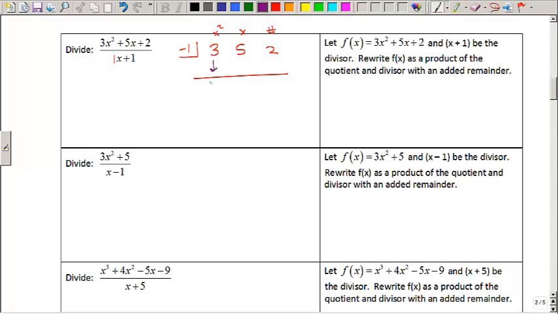First, I'm going to drop my 3, multiply 3 times negative 1 to get negative 3, and add down. Multiply, add, multiply, add. I'm getting 2. 2 times negative 1 is negative 2, add down. A 0 tells me that I have a 0 remainder.